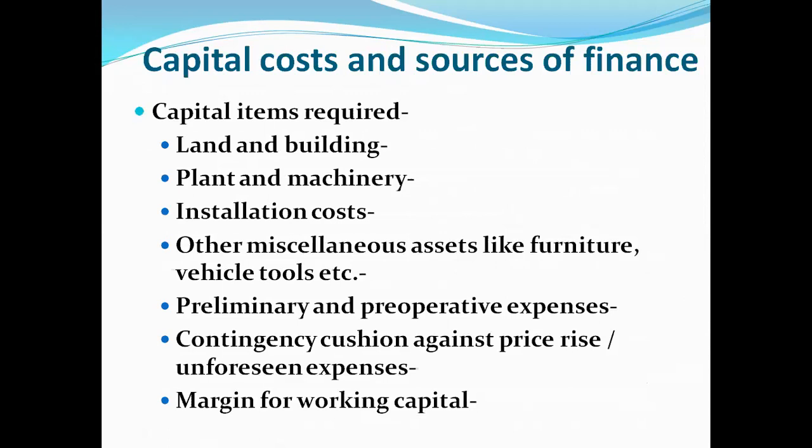Capital cost, basic: land and building. Then, as you started, plant and machinery cost. Then installation cost. Then, if it is needed to build some staff rooms, for that sake you will need furniture, vehicles. Then preliminary or pre-operative expenses, then contingency and margin of the working capital. Because, see, many unforeseen expenses are there.